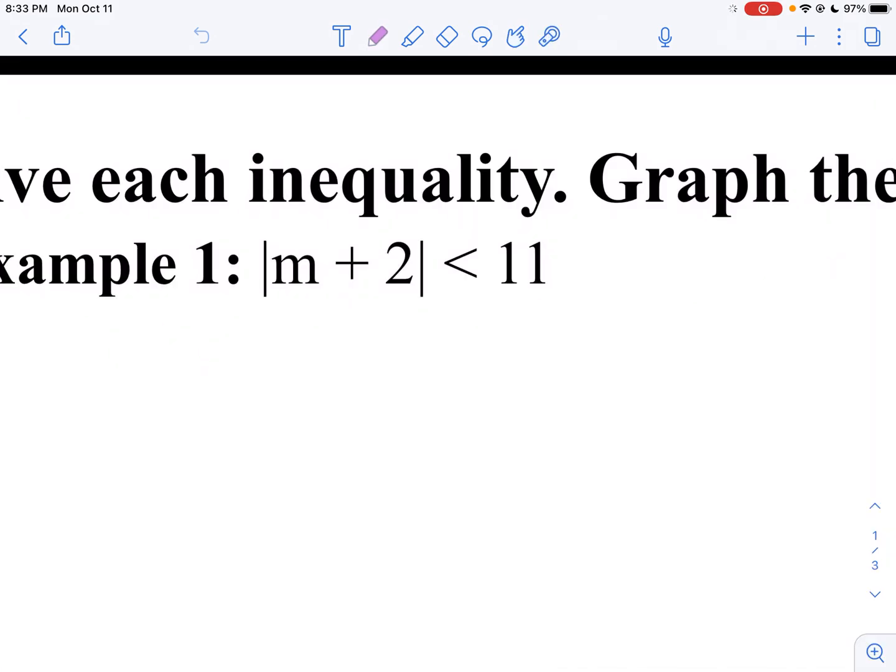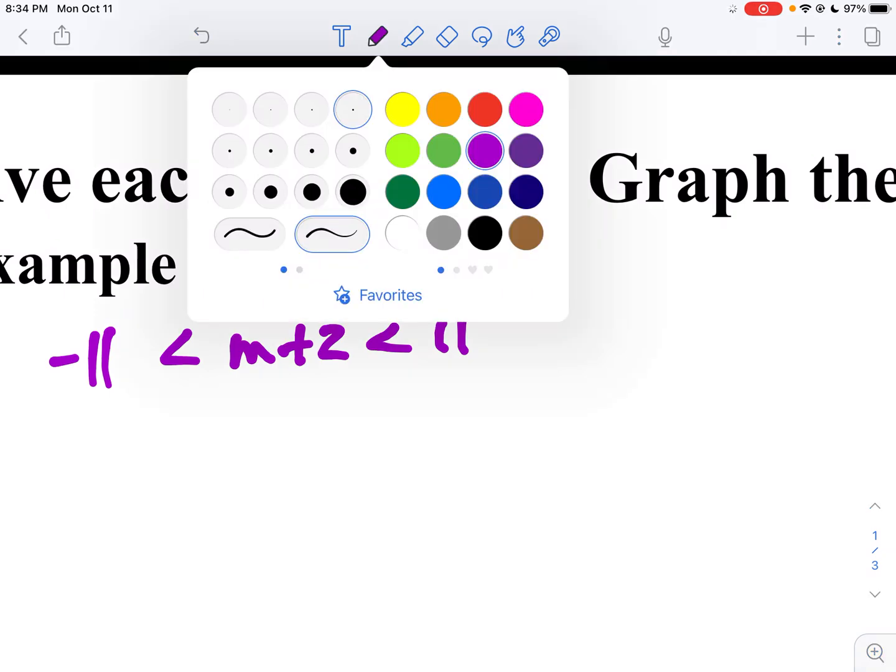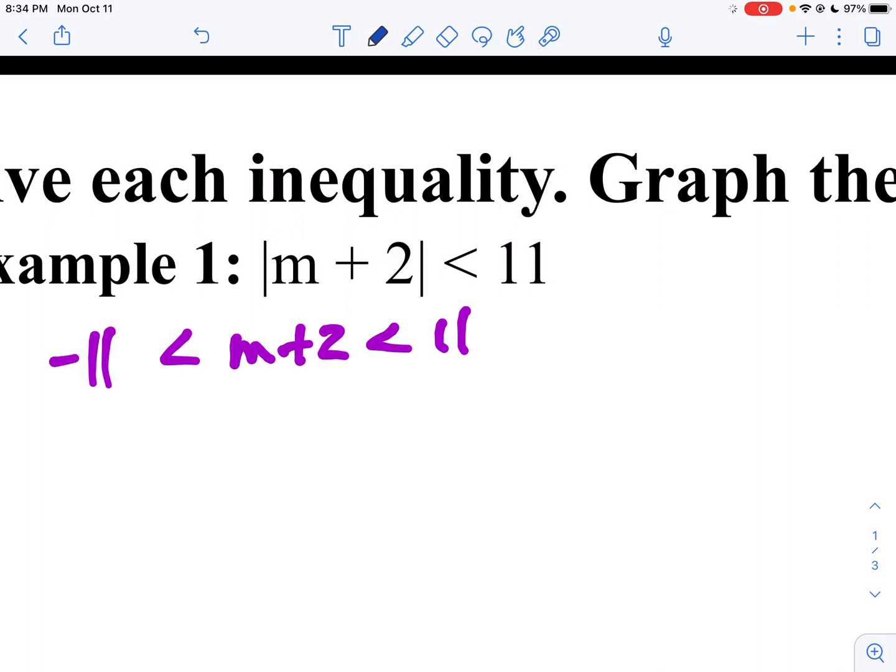So I'm going to put it in between. So m plus 2 is between 11 and negative 11. And I notice that negative 11 is less than 11. That's why I use my less than sign. Then what I'm going to do is add 2 to both sides, or in this case, all 3 sides.